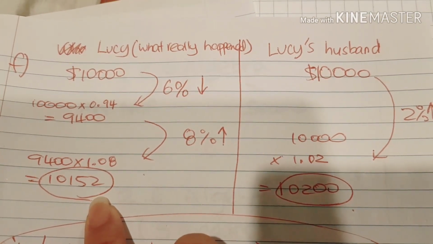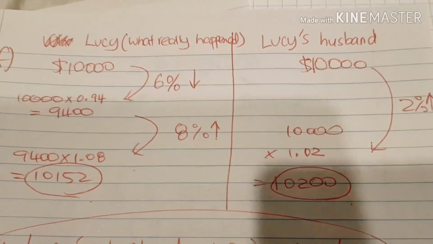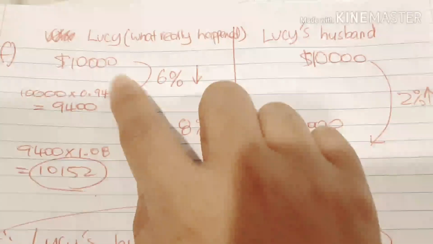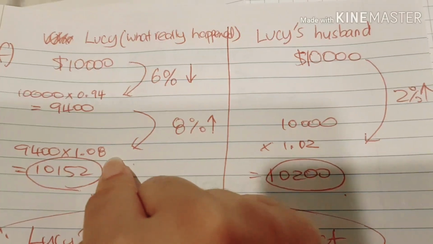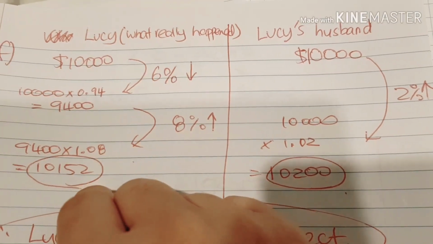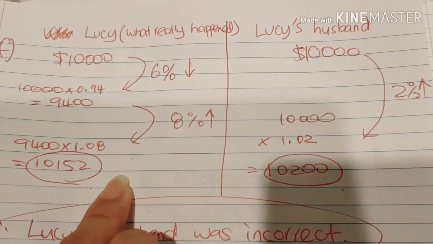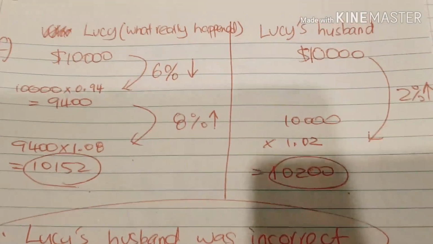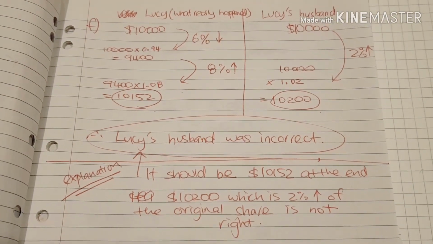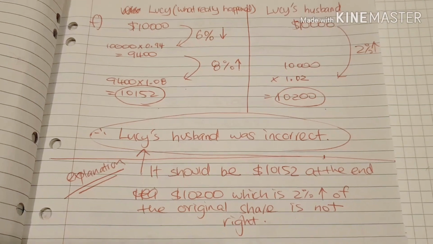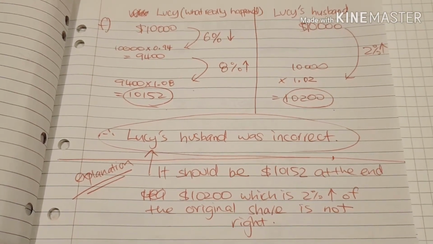No, the value is different. It should have been this one, not that one. Okay, so people, 6% decrease, and from here 8% increase, which really happened. It's not from there, from here directly to 2%, so it's not really an equal thing. Okay, so here's a final answer. Make sure you put it in context and explain why Lucy's husband is not correct.